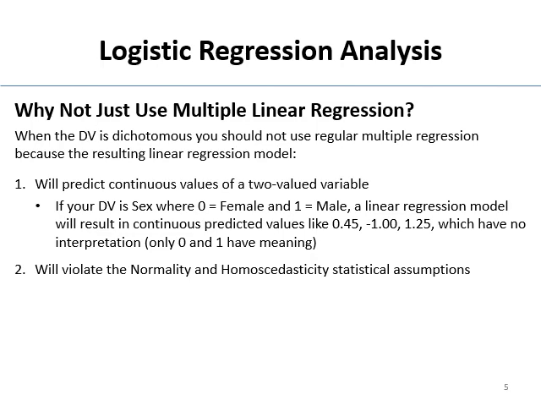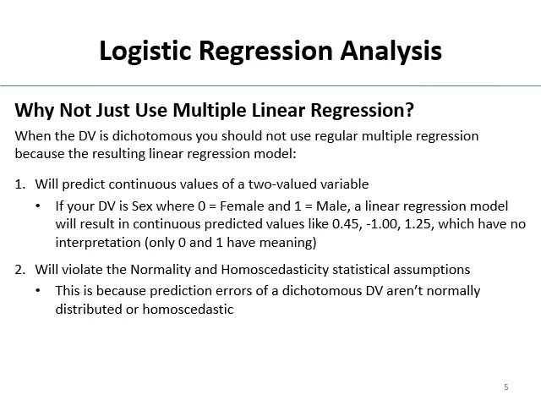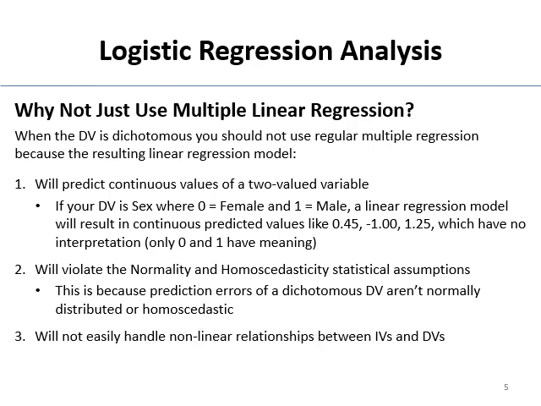You will also violate the normality and homoscedasticity statistical assumptions. Prediction errors for dichotomous DVs aren't normally distributed or homoscedastic. Trust me on that one. So anyway, that's another reason it violates the assumptions.